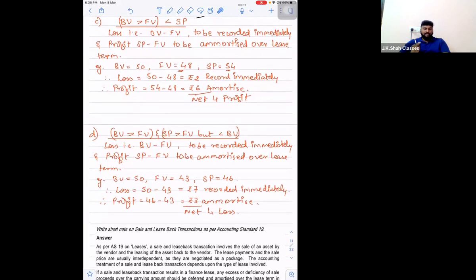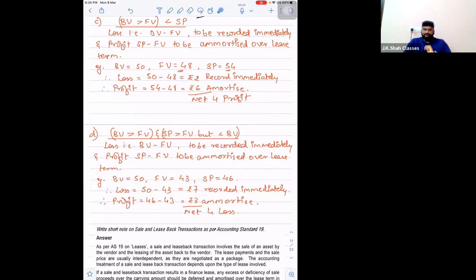So you have to be very careful with the figures given in the question, and you have to make your decisions properly. If you stick to this one thumb rule, you can solve this question in a very simple way. Always check whether your selling price is greater than the fair value. Yes, sir, it is greater.